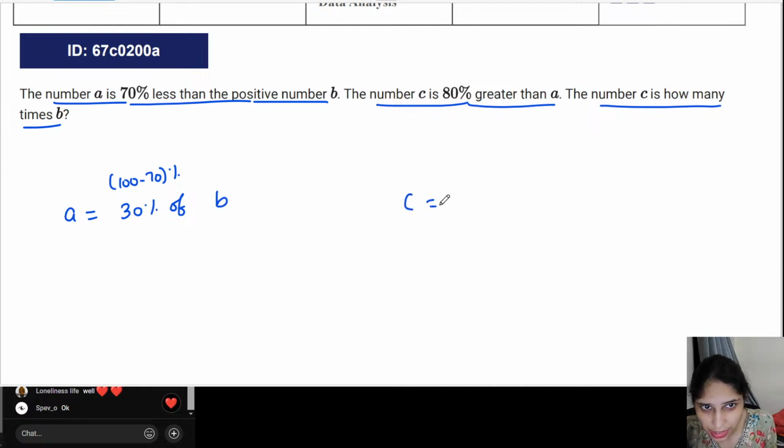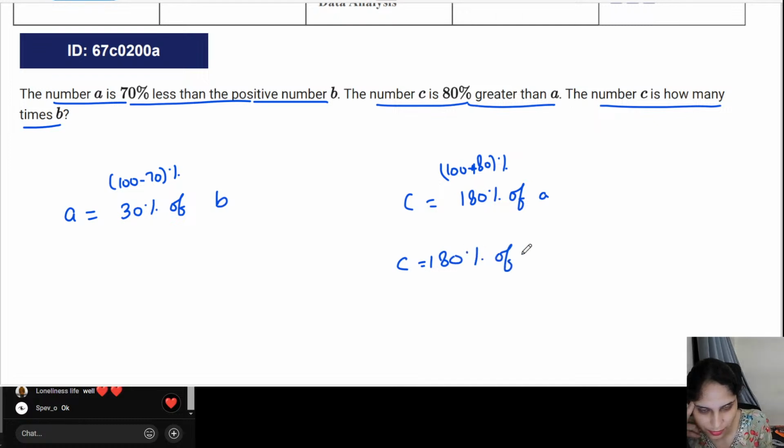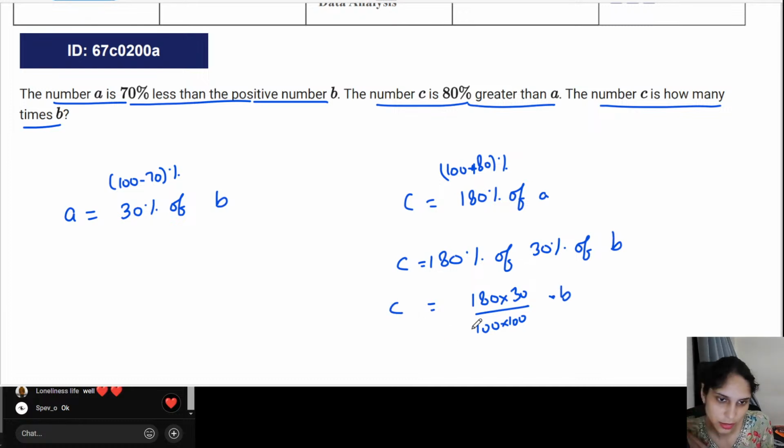Okay, now number C is 80% greater than A. 80% greater than A means what? 180% of A. Because in greater you are adding 80. Now they want to know C is how many times B. So A is 30% of B, so you can write that over here. So it's actually 180 times 30 over 100 times B. Because of means multiplication.